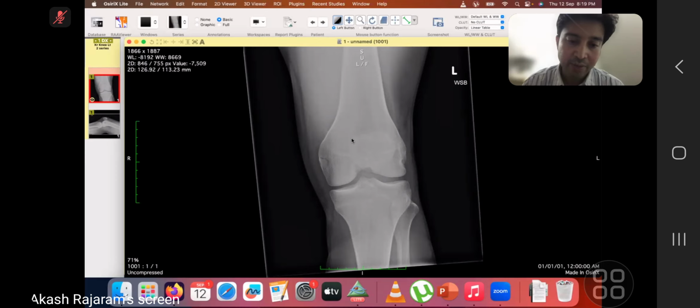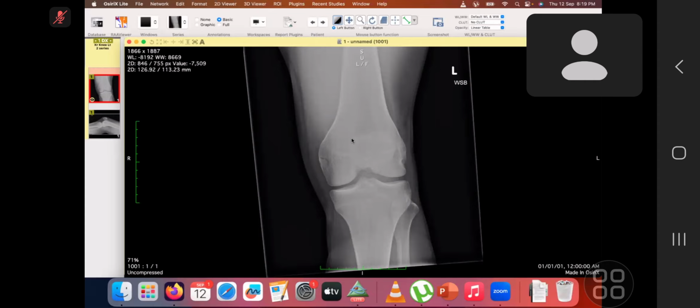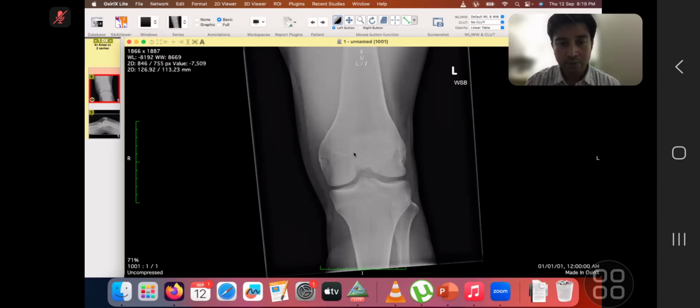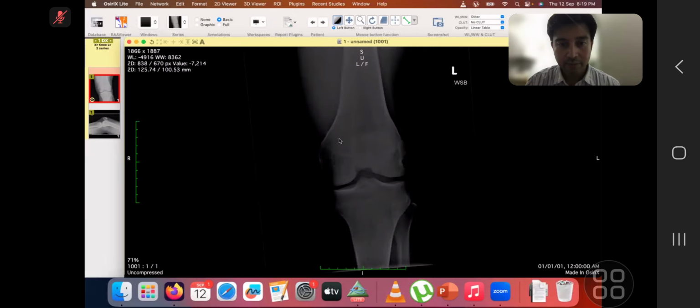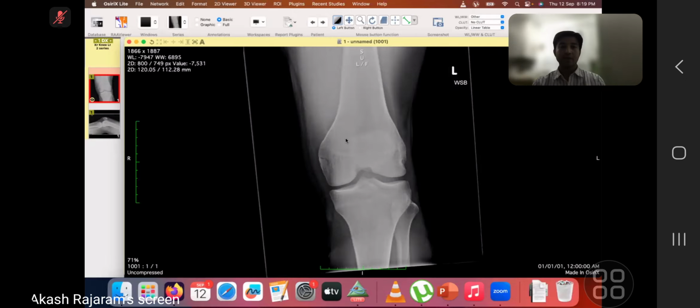Doing some windowing of the image. Yeah, sure.